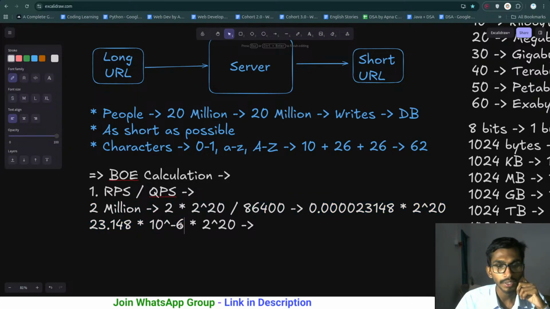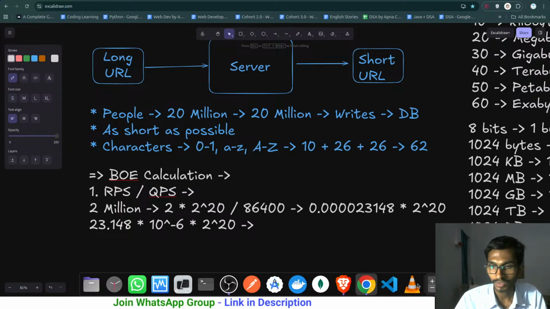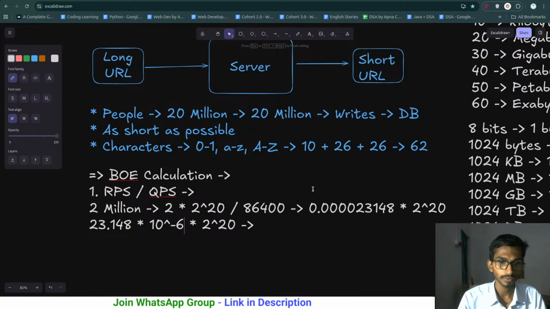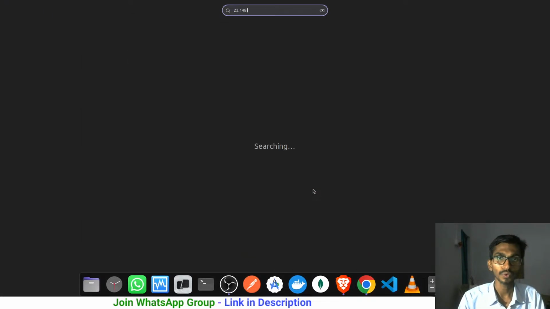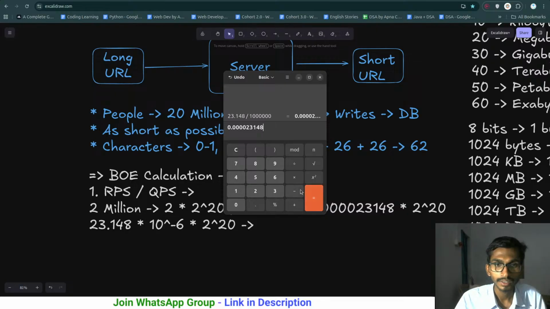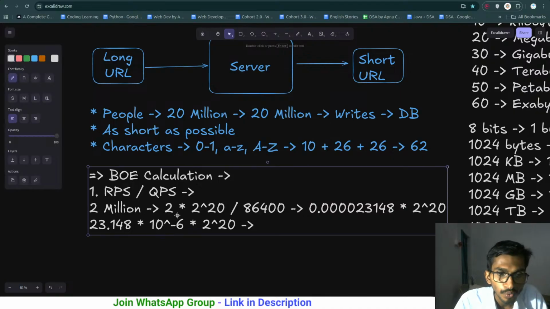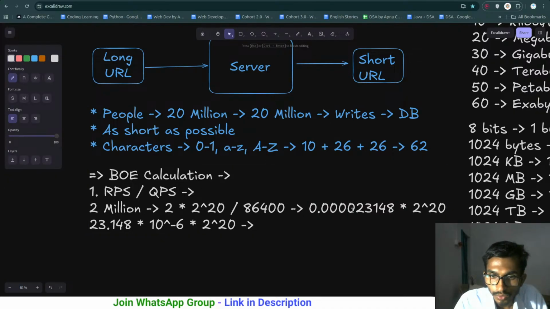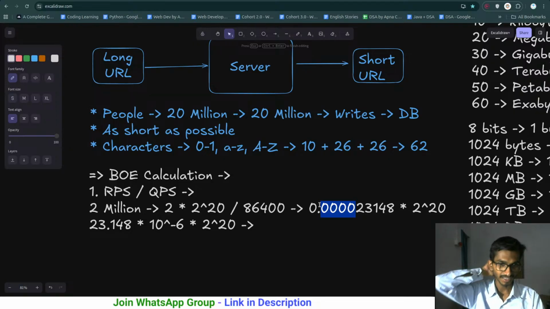Now if you just simply calculate it, what is it equivalent to? 10 to the power minus 6 simply means it's going to be divided. So if I divide 23.148 by 1 2 3 4 5 6, sorry, divide it. So this is equivalent to the same number, right? How many 0s are there? 1 2 3 4. How many 0s were here initially? 1 2 3 4. 4 zeros over here. So yes, the calculation is right.